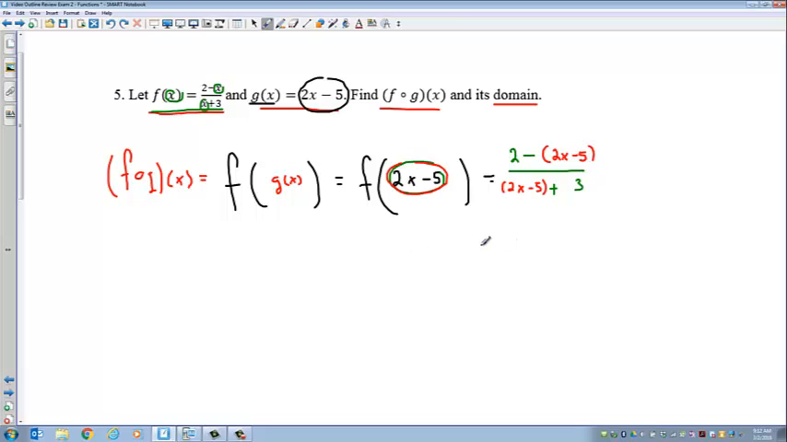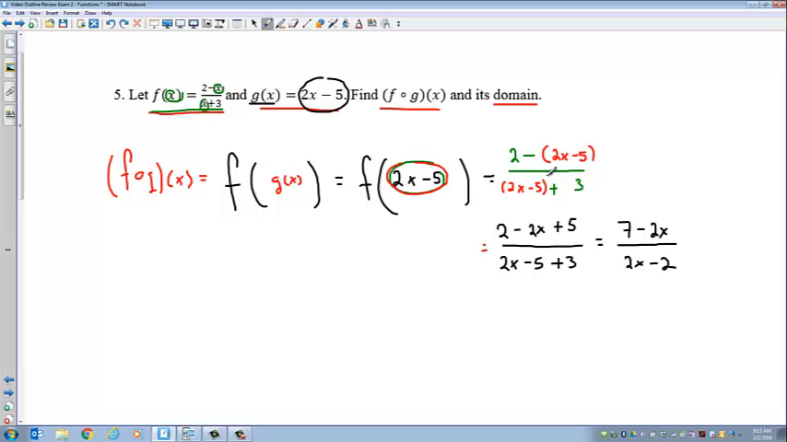And then I need to simplify, so the rest of this is just algebra. Here I have 2 minus a (2x minus 5). Again, the parentheses are important, otherwise you typically forget to distribute that minus sign through correctly. So minus a minus is a plus 5. On the bottom, you really didn't need the parentheses because you're adding, so you just get 2x minus 5 plus 3. Then the numbers you can combine, so you have 2 plus 5, which is 7. So we have 7 minus 2x, divided by, and on the bottom you have minus 5 plus 3, so that's 2x minus 2. And that's our answer for this problem.